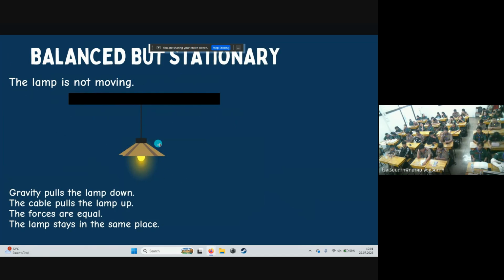Like in this example, the gravity is pulling the lamp down and the cable is pulling the lamp up. The cable and the gravity have equal forces, which makes the lamp balanced. And since the lamp is staying in the same place, it is balanced but stationary. The lamp will keep staying in the same spot.